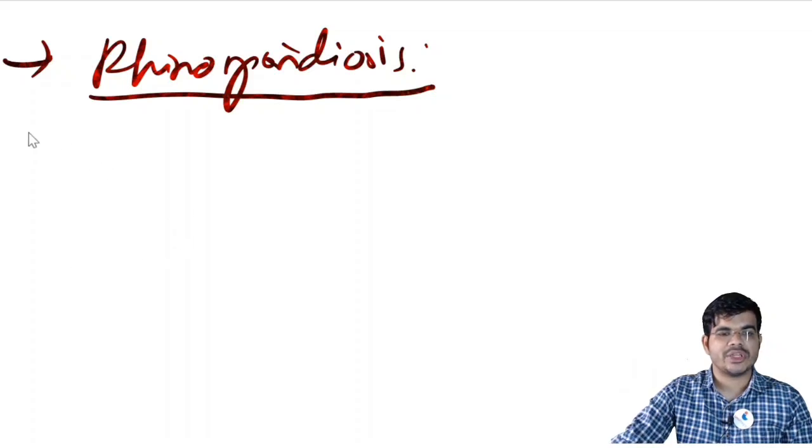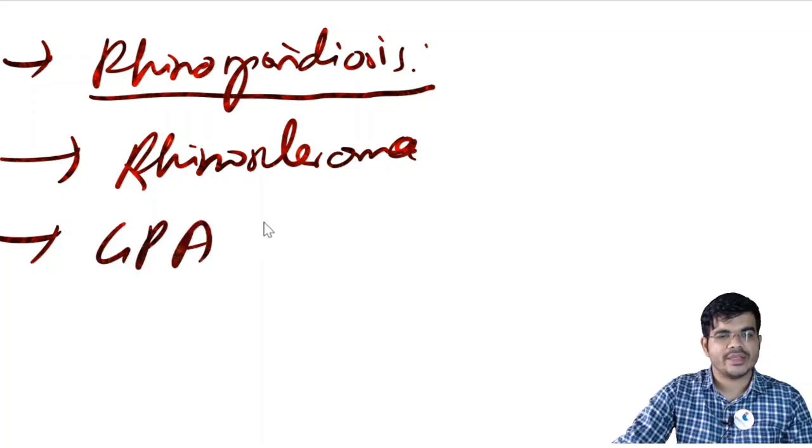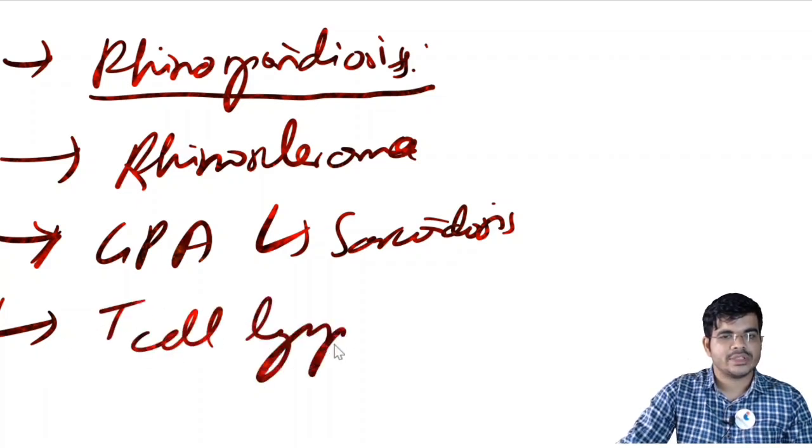What are the other granulomatous conditions that you learned today? You learned about rhinoscleroma, which is seen in North India. Then you learned about granulomatosis with polyangiitis, or Wegener's granulomatosis, and sarcoidosis. And what else did you learn about? You also learned about T-cell lymphoma, which is Stewart's granuloma.